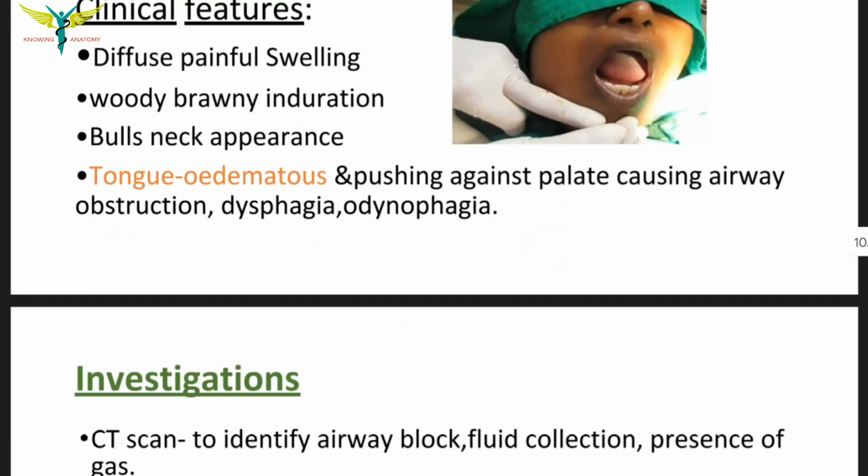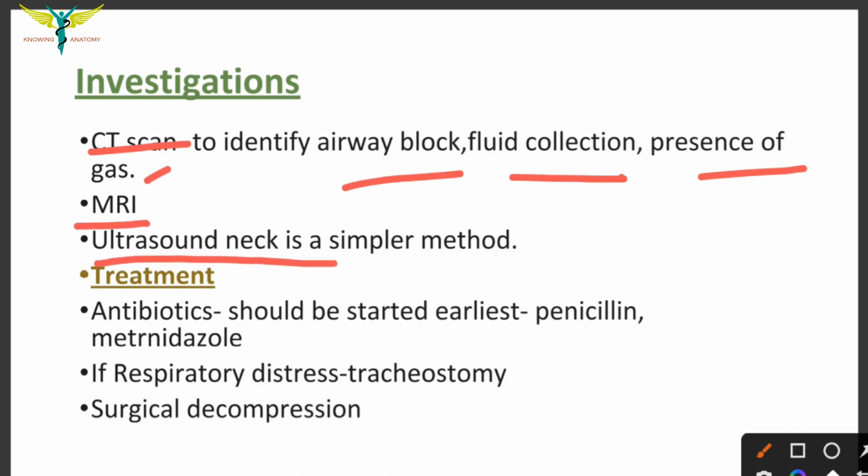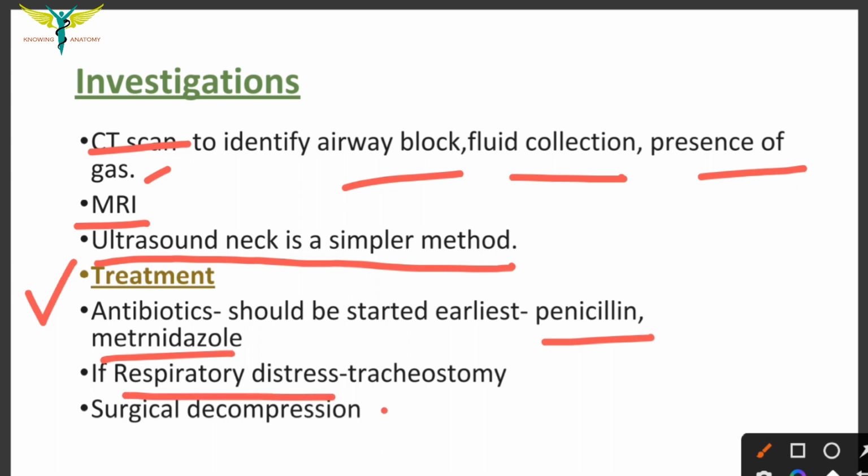Knowing about the investigations, a CT scan must be done to identify the airway block, fluid collection and the presence of gas due to bacteria. MRI and ultrasound of the neck is a simpler method used to diagnose Ludwig's angina. Treatment: as you already know, as it is a bacterial infection or inflammation, it must be treated with antibiotics. Antibiotics such as penicillin and metronidazole must be started early, and in cases of respiratory distress, tracheostomy must be done, along with surgical decompression.